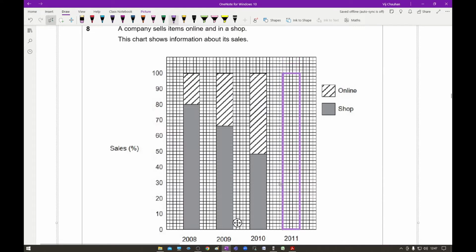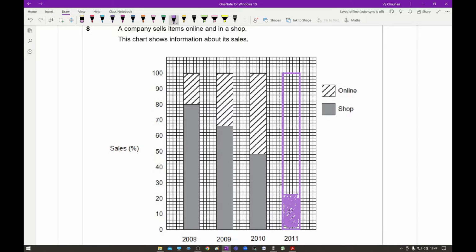So what I need to do is find 24%. So each little box is roughly around 2%, because it's going up in 5. So there's 20%. So I want 2 squares above, which is about there. And then all I then need to do is just shade in this box.